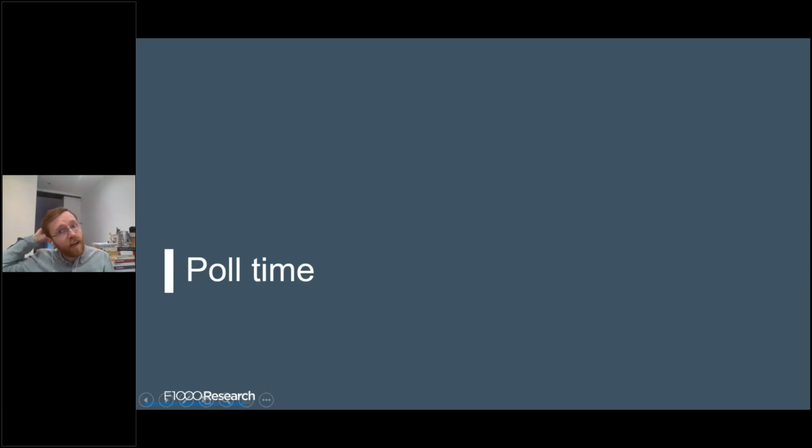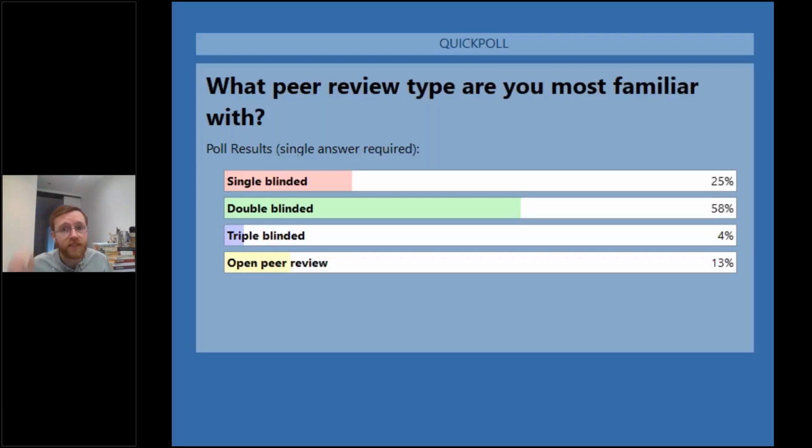And the options there are single-blinded, double-blinded, triple-blinded, open peer review. Double-blinded is the most common, over 56% of people having come across it. Interesting that 4% of people have come across triple-blinded. I wonder if those are humanities scholars. And it's nice to see that there is some familiarity with open peer review, but I do recognise that this is quite a new approach, and that's something that we'll talk through the rest of the webinar.